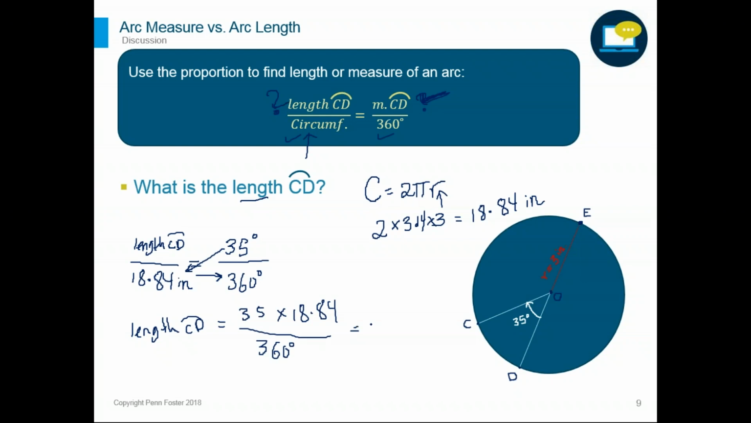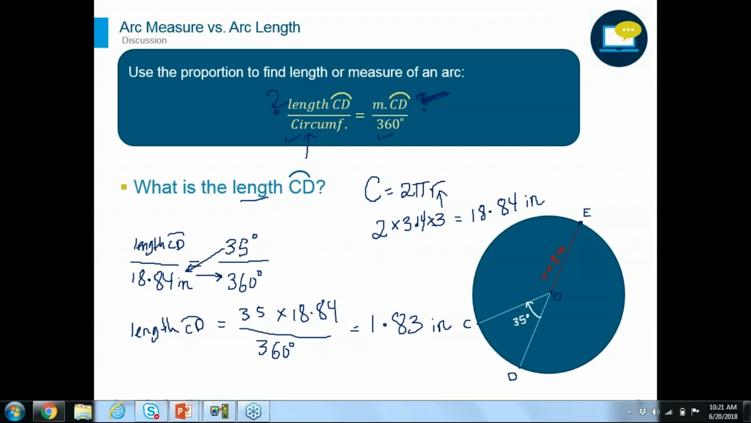The way we're going to do it in the calculator, we're going to do 35 times 18.84 equals, and then divide by 360 equals. And that will give you that the length of this arc is 1.83 inches. So from the measure of the arc, I was able to find the length of the arc.